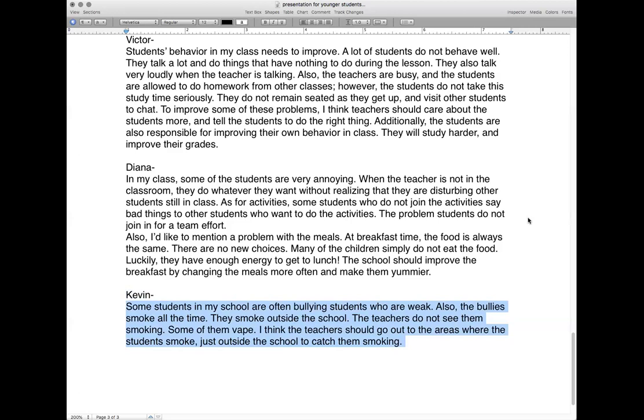It says, some students in my school are often bullying students who are weak. Also, the bullies smoke all the time. They smoke outside the school. The teachers do not see them smoking. Some of them vape. I think the teacher should go out to the areas where the students smoke just outside the school to catch them smoking. Do you think it sounds good, Kevin? Yes. All right, so there's your homework. It's a nice thing for homework.